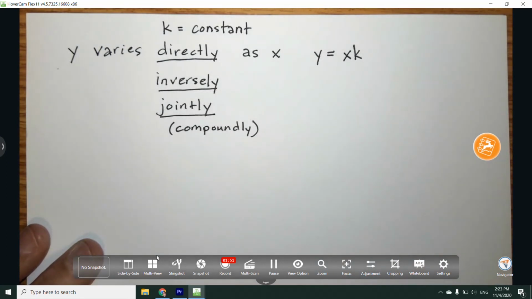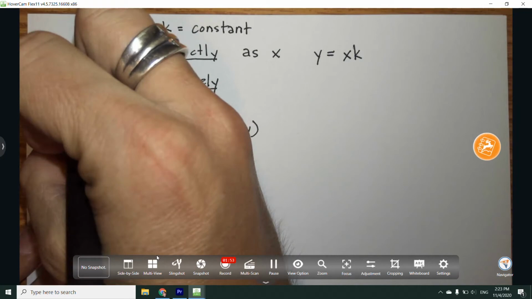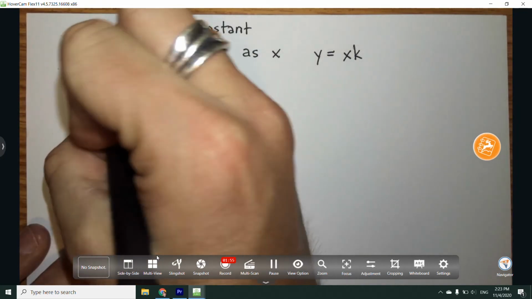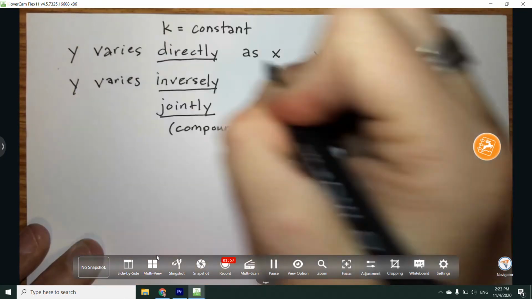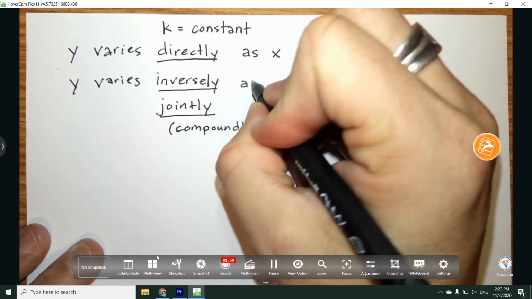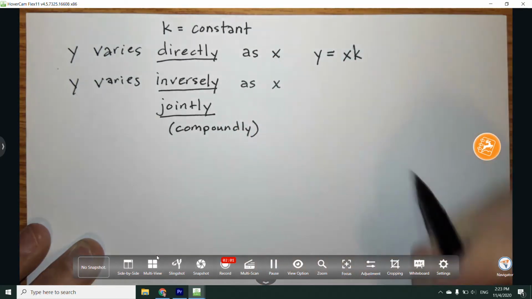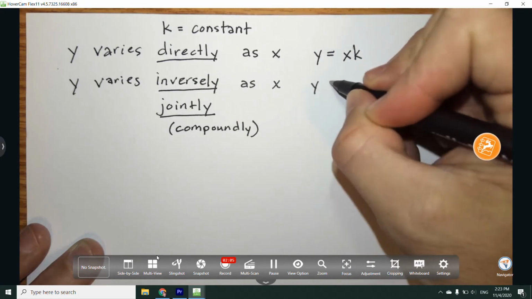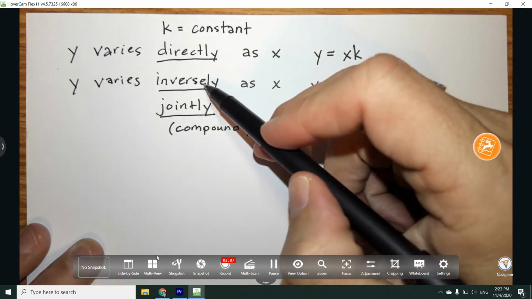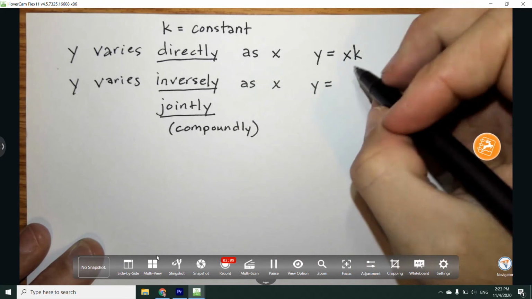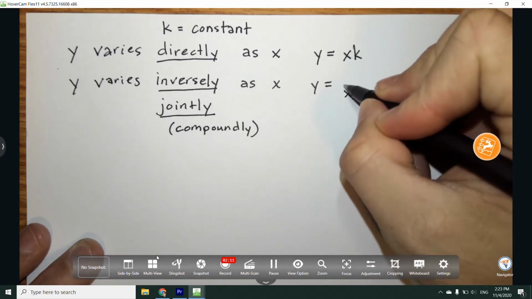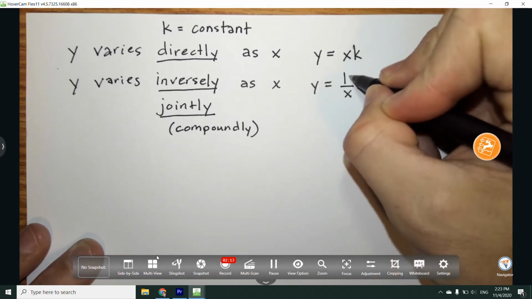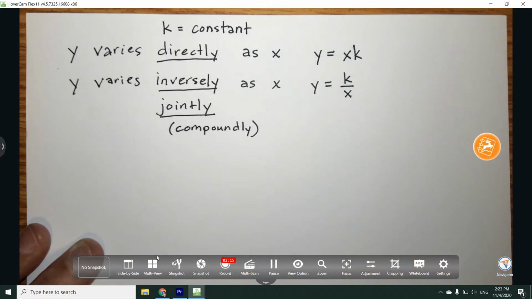Okay. Another statement it might say is y varies inversely as x. Now, we set this one up different because we use the word inversely. Now it's y equals, and now because we have inversely, it means this x goes in the denominator now. And we still have our k. Our k is always in the numerator.